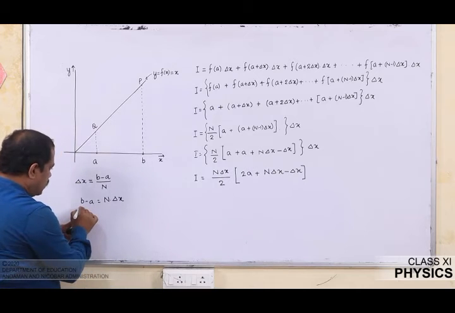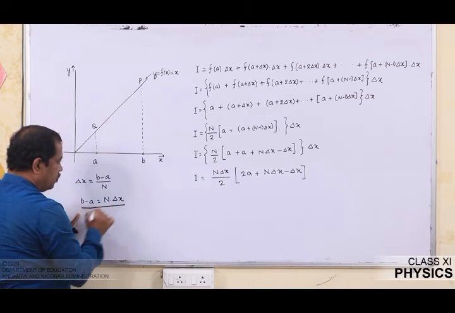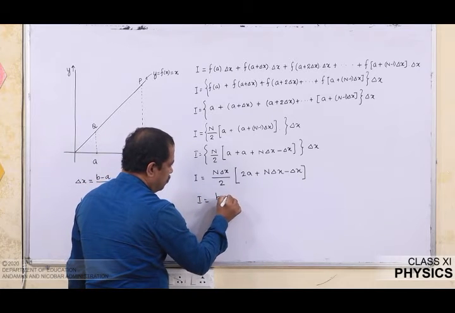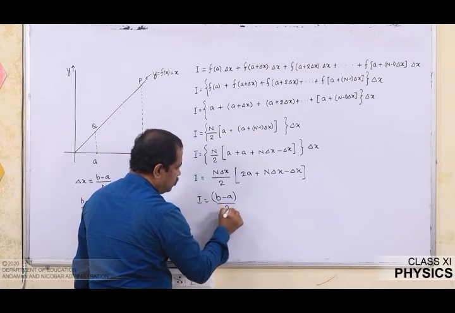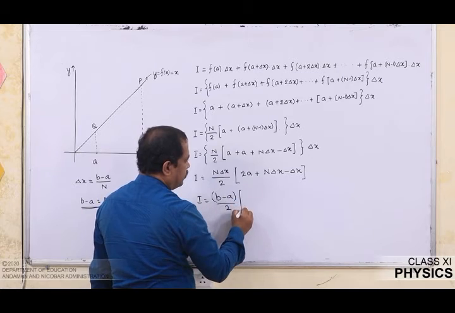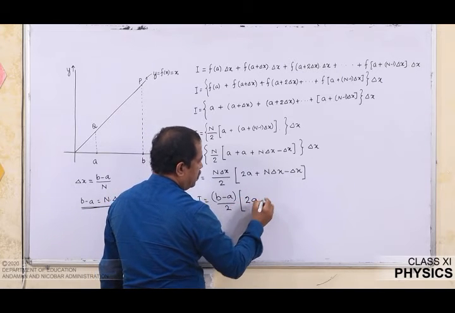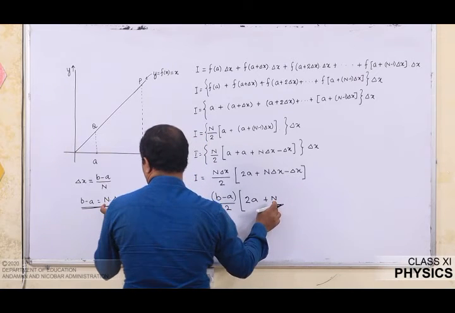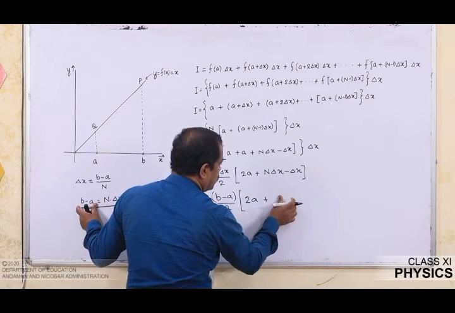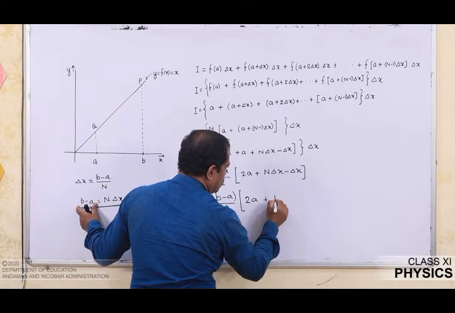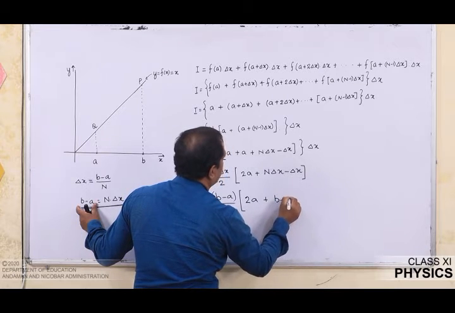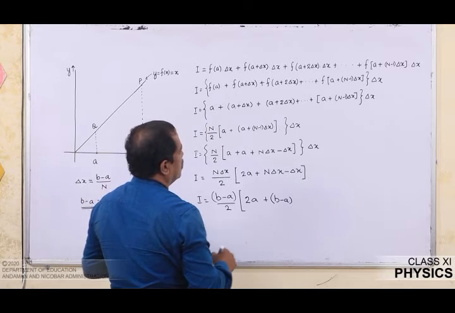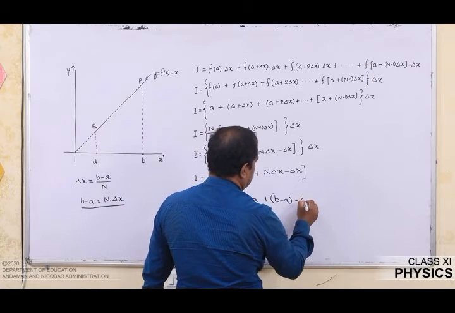Now, if I see what is n del x, already I know n del x is b minus a. So, therefore, I write this is equal to b minus a over 2, and if I see this is 2a plus n del x, which is equal to b minus a. So, here I am writing, for me it is b minus a minus del x.